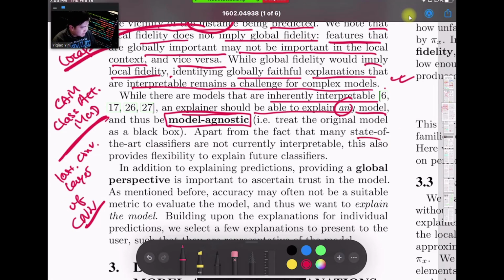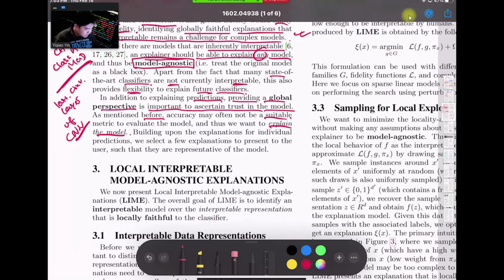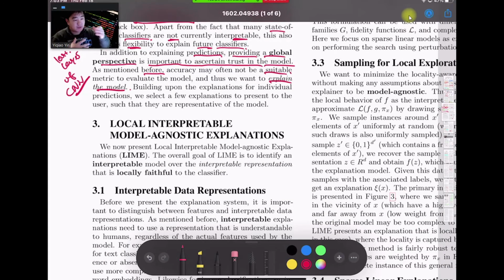Apart from the fact that many state-of-art classifiers are not currently interpretable, this also provides flexibility to explain future classifiers. So that's the part I just mentioned. In addition to explaining predictions, providing a global perspective is important to a certain trust in the model. As mentioned before, accuracy may often not be a suitable metric to evaluate the model, and thus we want to explain the model.